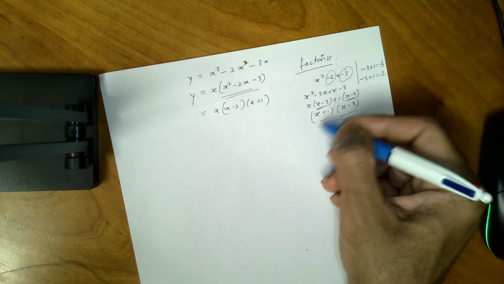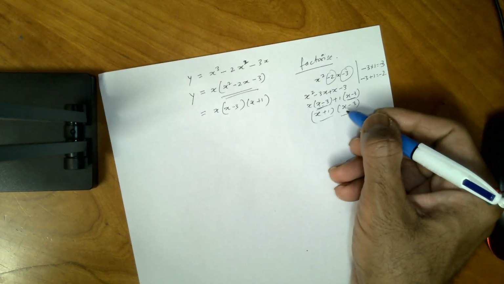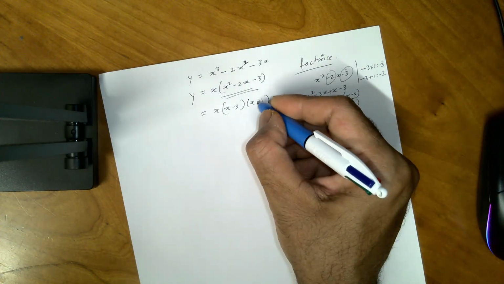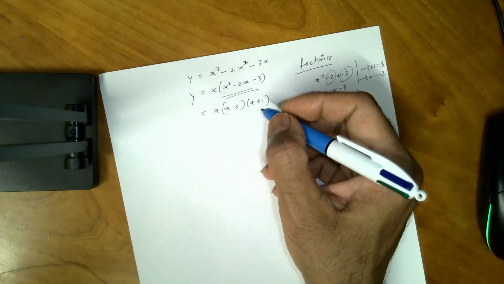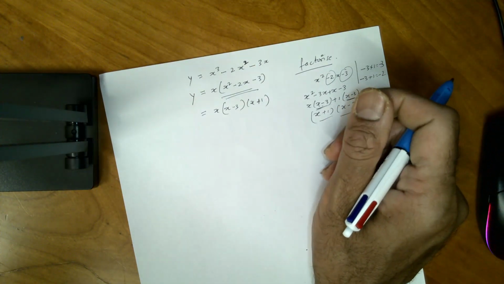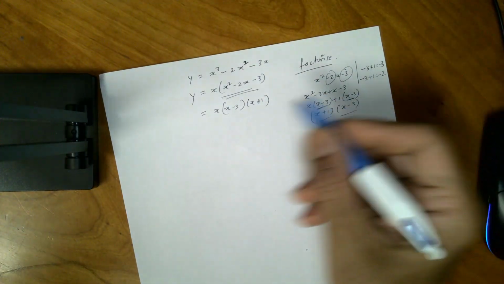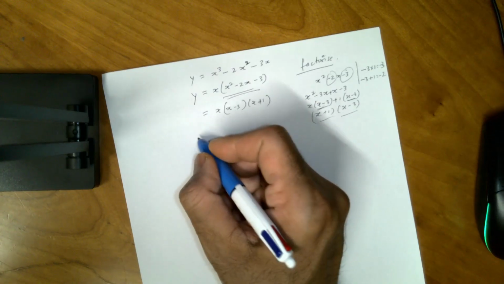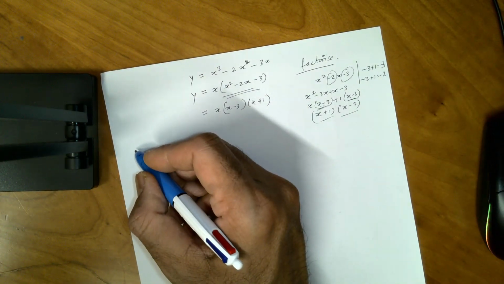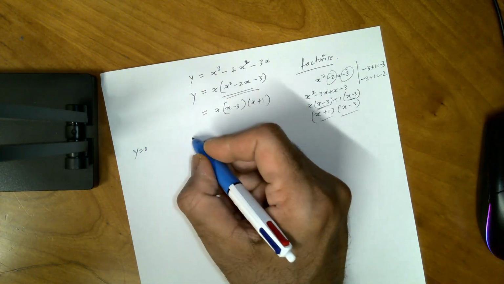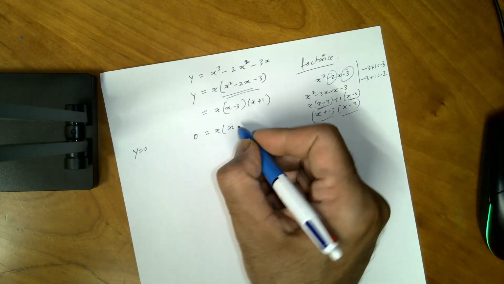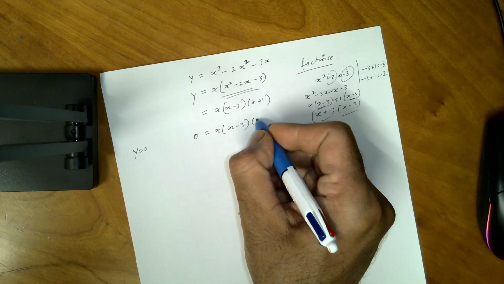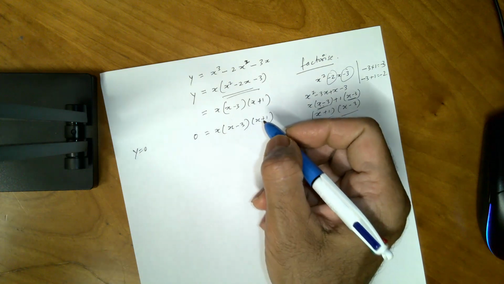It doesn't matter which way you write it, you can either write x minus 3 or x plus 1, that doesn't make any difference. So we factorized that one. Now once we did this, again same thing, we say y equal to 0, so 0 equals x, x minus 3 and x plus 1.